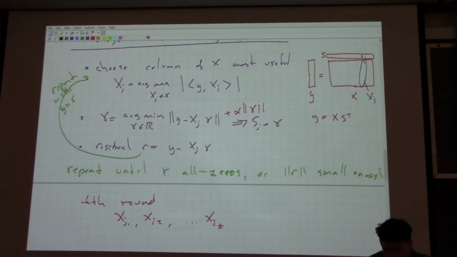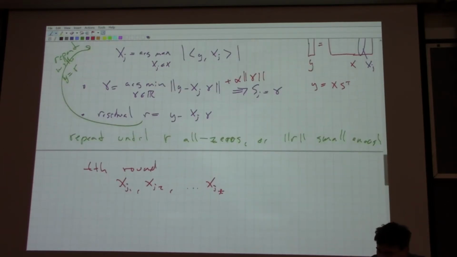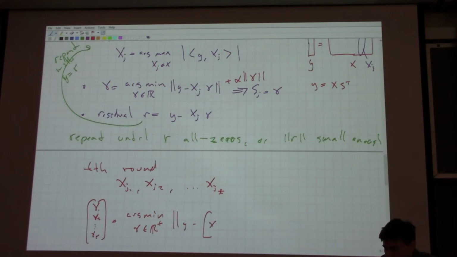Okay, and then instead of solving just for a single gamma, what you want to do is to solve for this vector gamma 1, gamma 2, up to gamma t, which is the arg-min over gamma in R^t, such that y minus xj1, xj2, up to xjt times this full gamma is small.